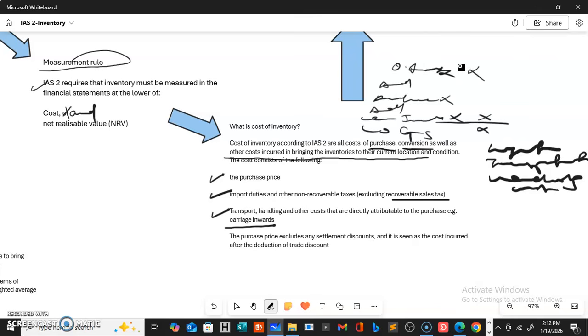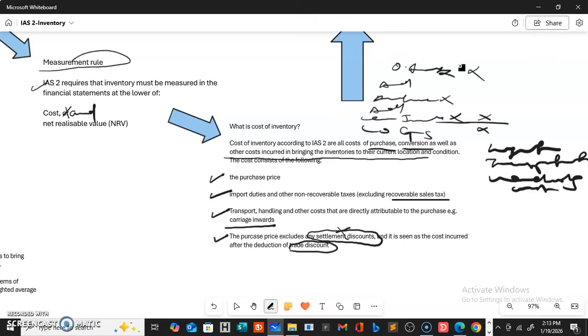So the last point is that the purchase price excludes any settlement discount. That's settlement discount, unlike trade discount, and it is seen as a cost incurred after the deduction of the trade discount. So what we are saying is that the only recognizable discount under IAS 2 is the trade discount, and any settlement discounts must not be recognized.